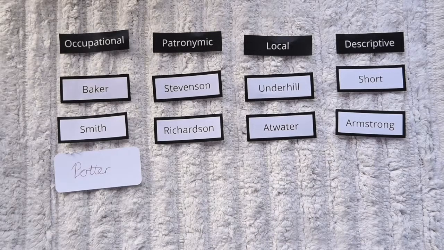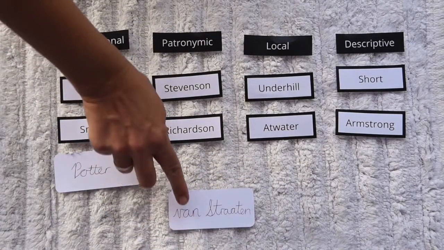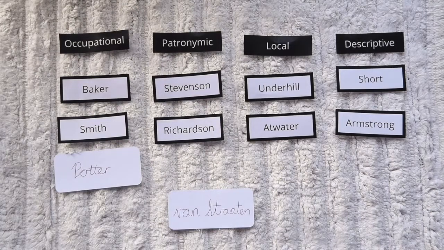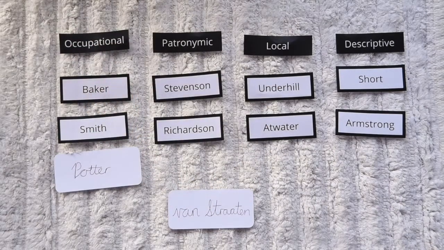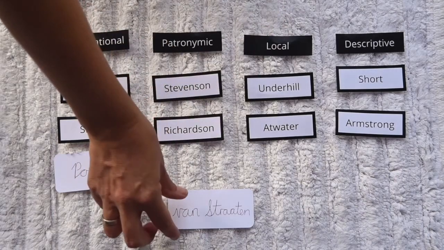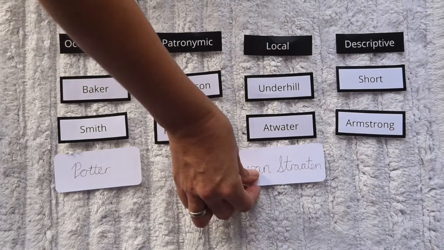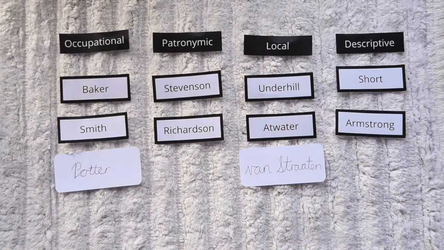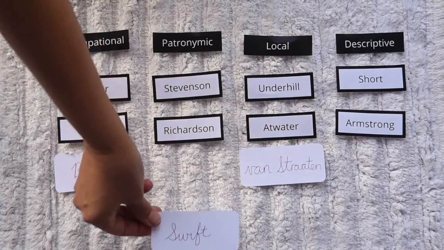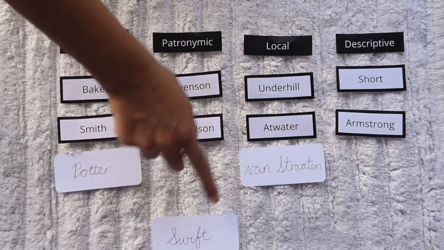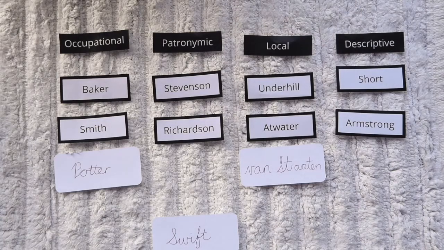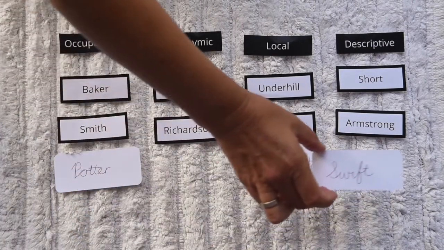My surname is Van Straten. That's Dutch for from street. So that would be a local name, from the street. What about the music of Taylor Swift? She sings beautifully, but her surname is a descriptive surname meaning fast or quick.